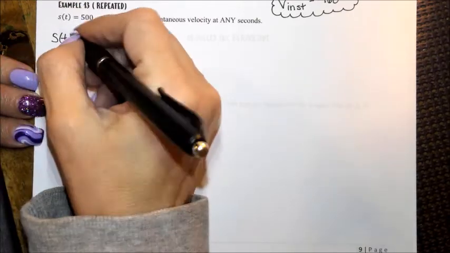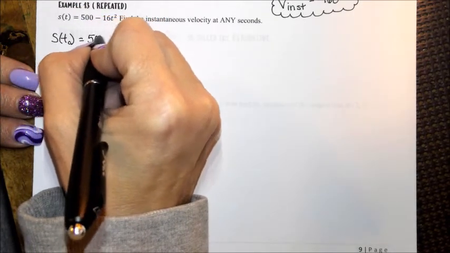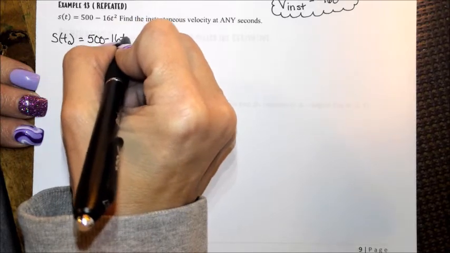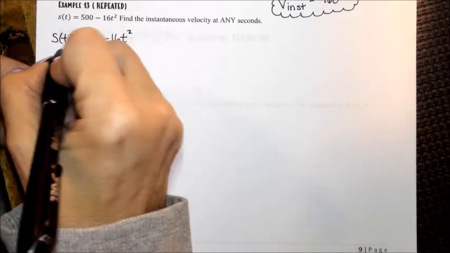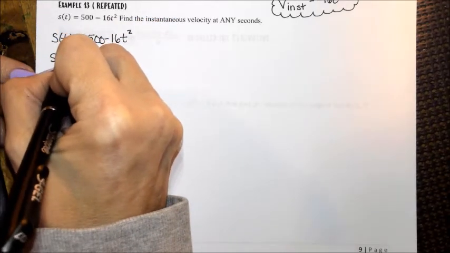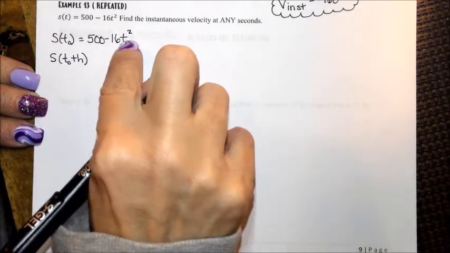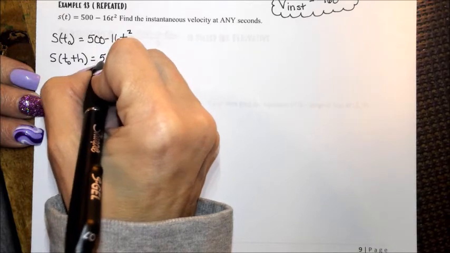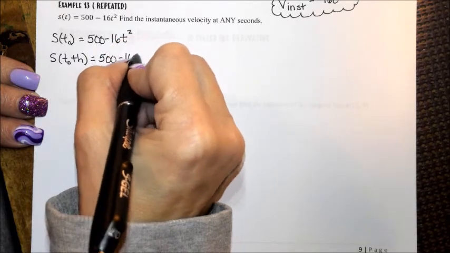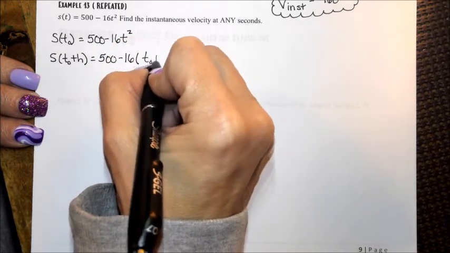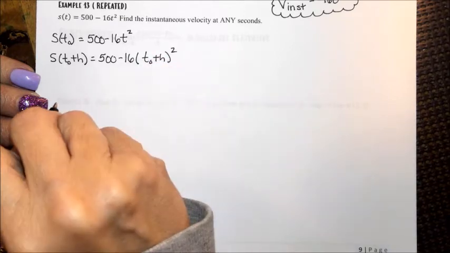I'm going to do all lowercase t's. Is 500 minus 16t squared, right? Okay, let's do s of t naught plus h. So that means I'm going to plug this in for the t. So that's 500 minus 16 times t naught plus h squared.